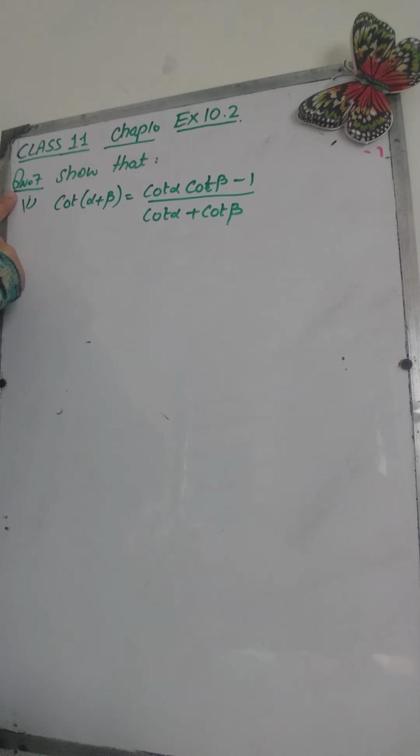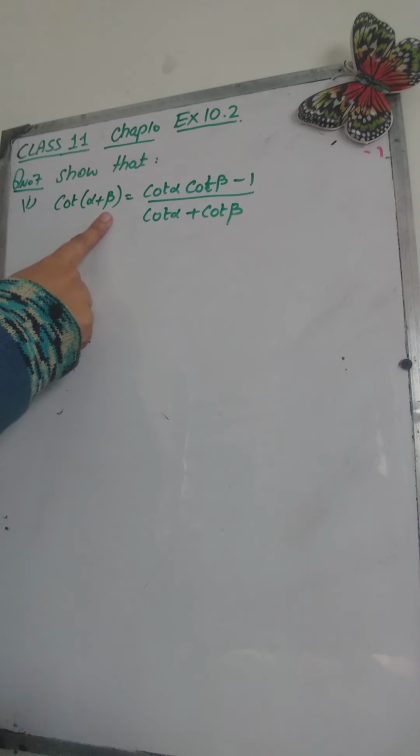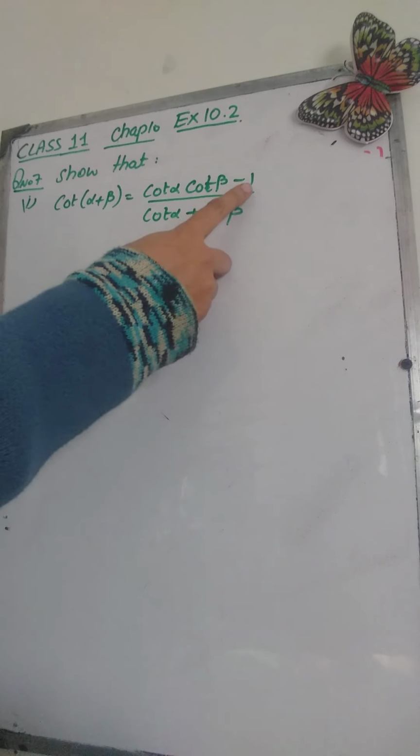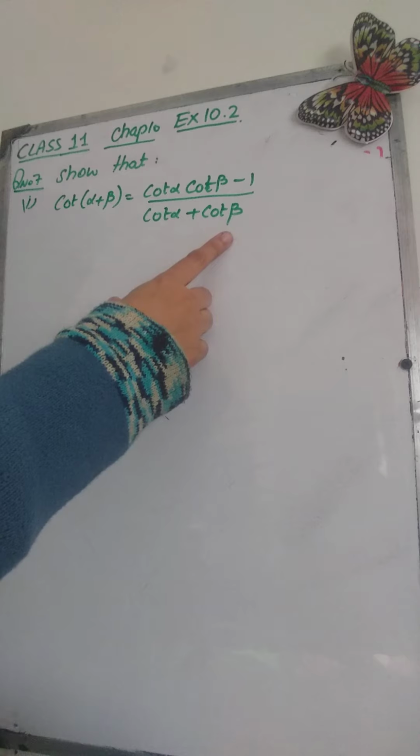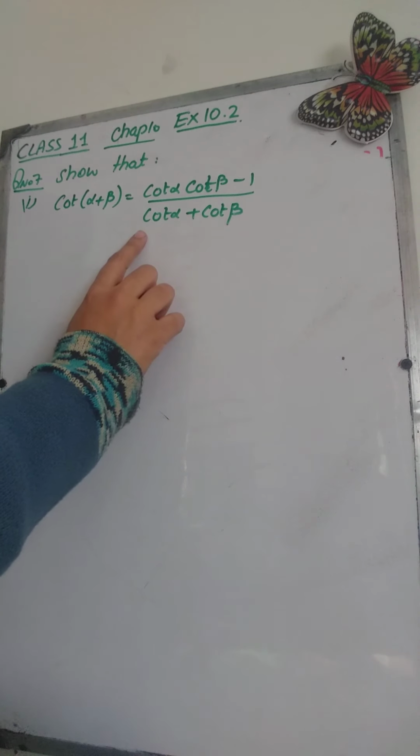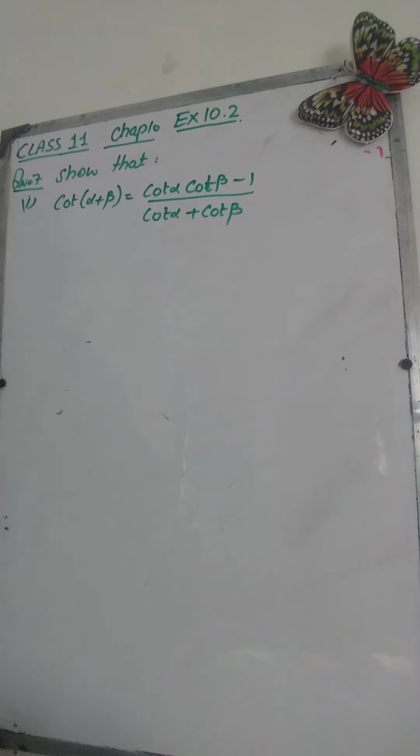We will be doing question number 7 of exercise 10.2. Question number 7 is show that cotangent alpha plus beta is equal to cot alpha cot beta minus 1 over cot alpha plus cotangent beta. For this I am going to pick the right hand side and prove that this side is equal to the left hand side.